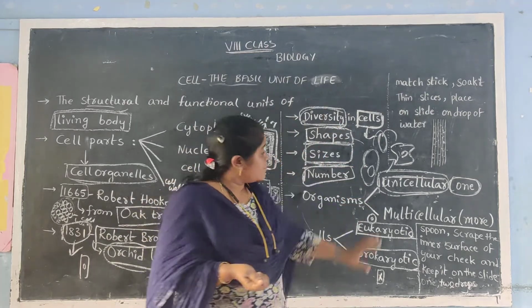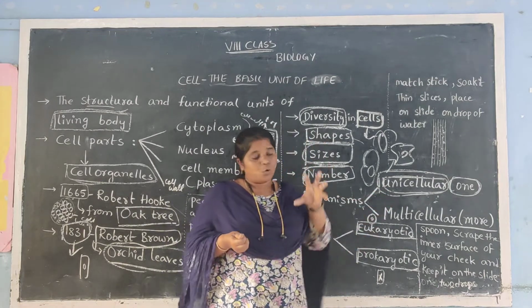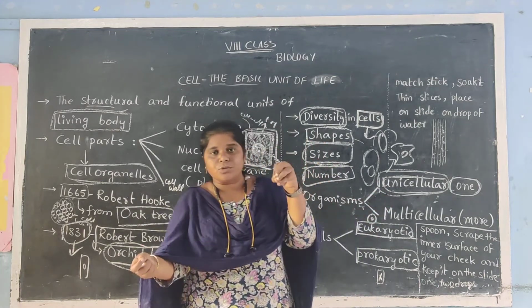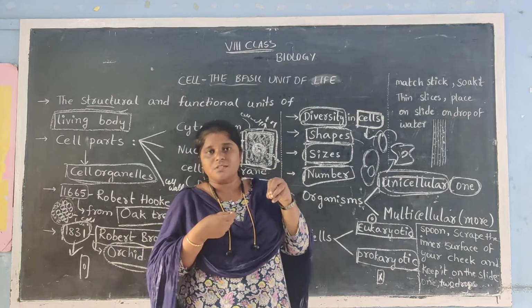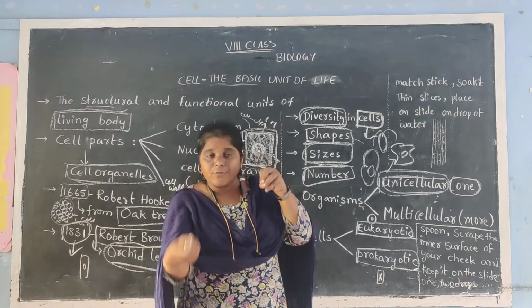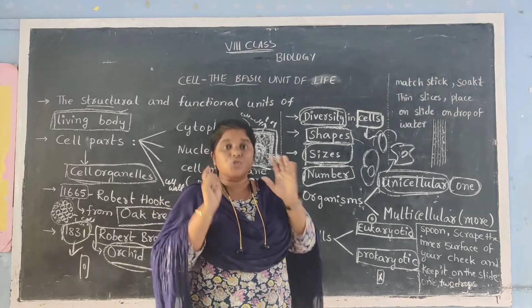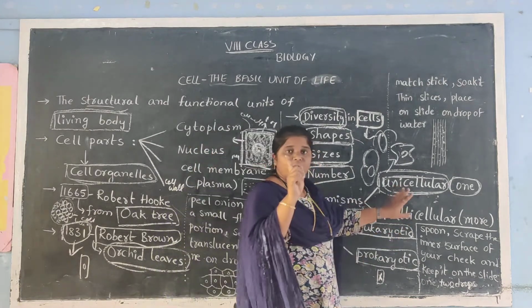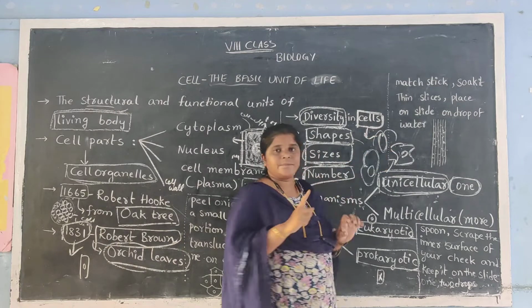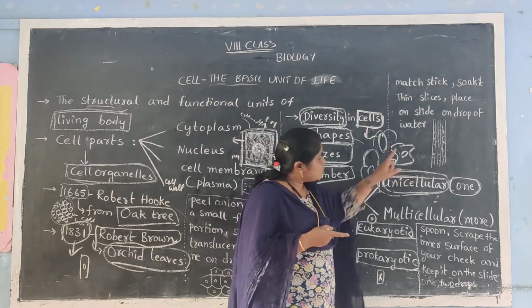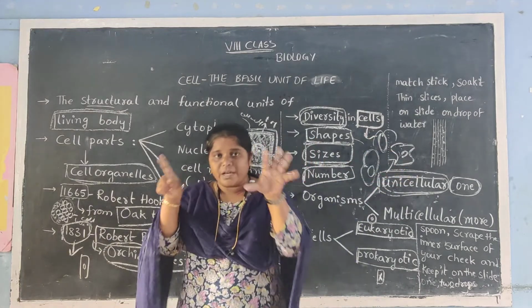Now, if only one single cell is there, only a group of cells can form tissue. So there is no tissue formation in unicellular, there is no organ formation in unicellular, there is no organ system formation in unicellular. Totally, the organism is formed with only one single cell. Then, how is this one single cell able to manage?